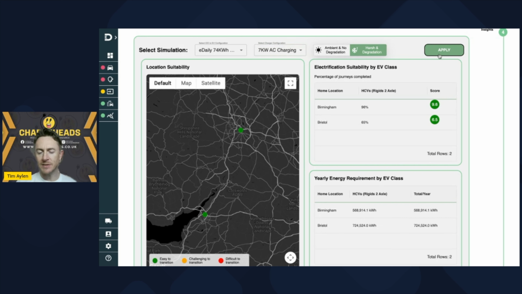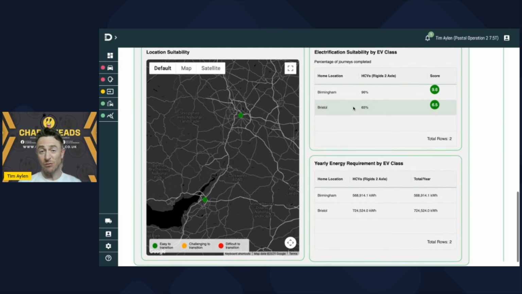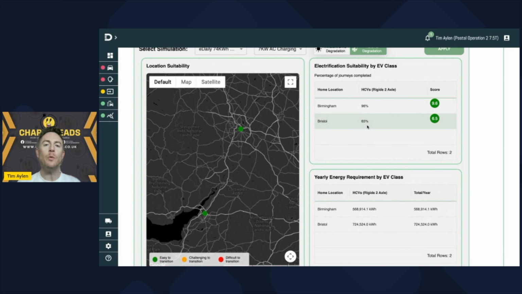So if we apply that data, what we've got is a score out of 100, or score out of 10 here. Green is easy to transition, yellow challenging, and red is difficult to transition. So 96% for Birmingham at that particular configuration. That's really, really good. Bristol, 65, not so good. So how can we affect that?